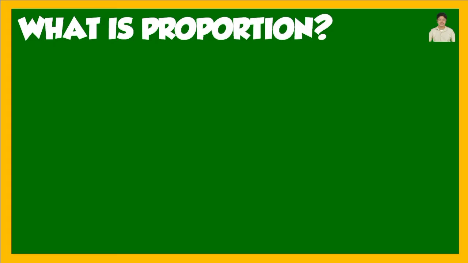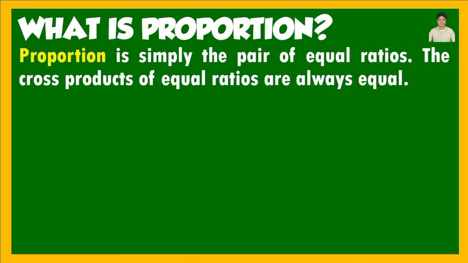Now, after discussing ratio, let's now move on to proportion. So proportion is simply the pair of equal ratios. The cross products of equal ratios are always equals. So, involved pa rin syempre dito yung ratios. Kaya lang, pair of equal ratios. Magkapares na parehong ratios. So, para ma-check natin kung equal ba sila, apply po natin yung cross products. Kailangan yung products na makuha ay pareho.